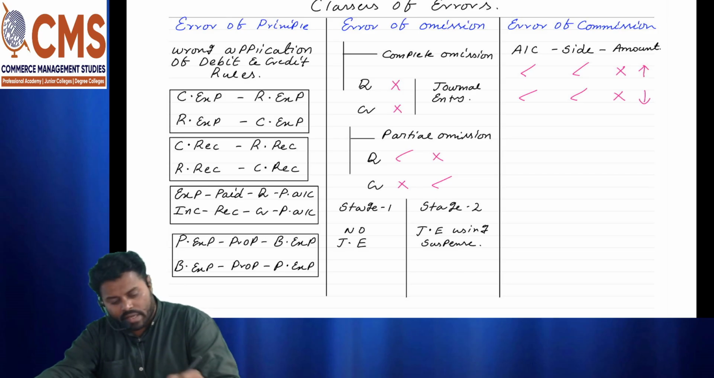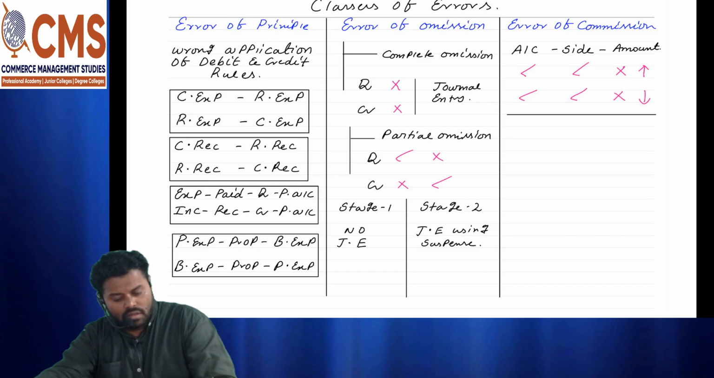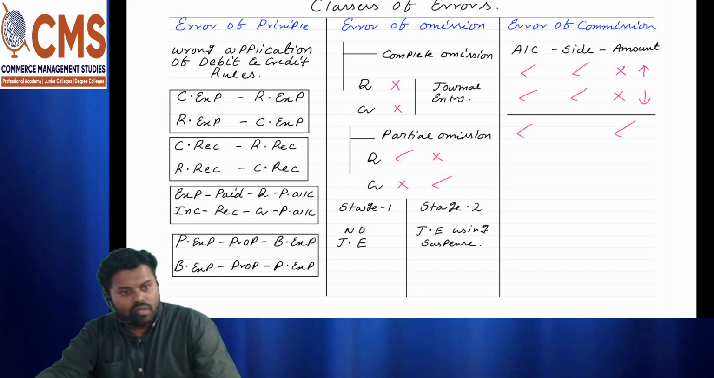Let's understand the second class in this. Account is correct. Okay, what is correct? Account is correct. Amount is also correct, but the side went wrong.